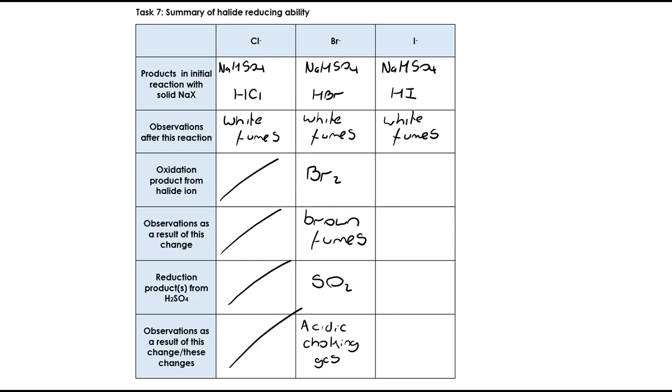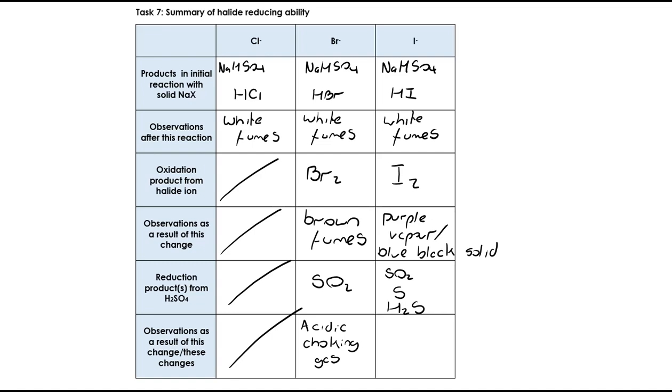Now, I've not spoken about the observation of this before, but I've put it into the table. SO2 is an acidic choking gas. It's not necessarily one that you're going to talk about in great detail, purely because it's not a clear observation. Some of the others are much more obvious. So let's move on to the iodide. Well, we know the iodide will be oxidised to iodine when it's acting as a reducing agent, and we know that that will be a blue-black solid or a purple vapour. And we also know that it's capable of taking sulfuric acid down to SO2, but beyond. It can make S, or it can make H2S.